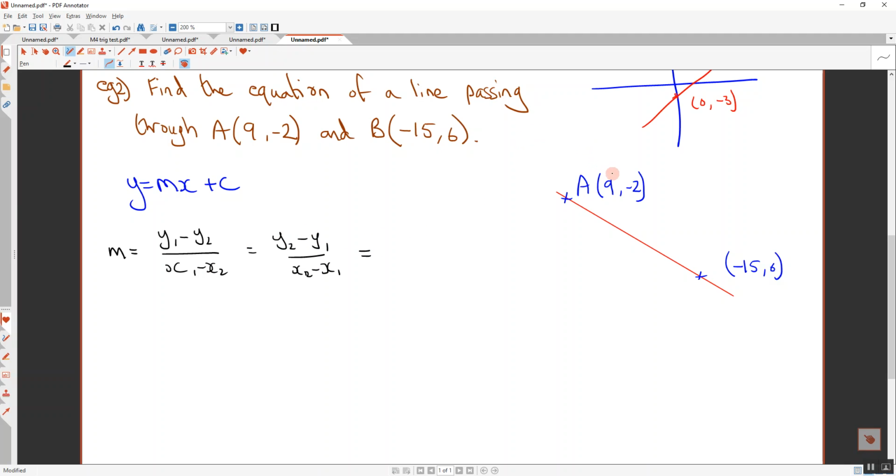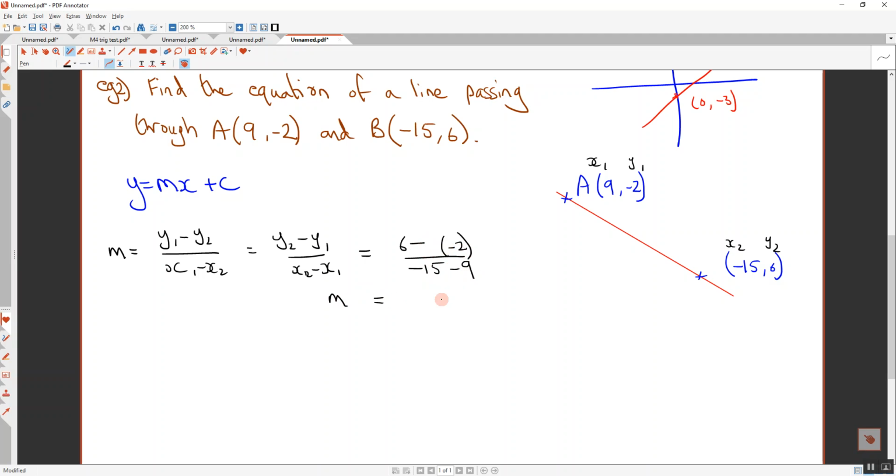What letter comes first in the alphabet? A. In terms of X and Y? X comes first. So we'll say that this one is X1, Y1, X2, Y2. If I substitute this in, I've got 6, and I'm subtracting -2. Some of you may have done it the other way around. That is fine, you should get the same answer. And then I've got that over -15, take away 9. So you need to be careful of your positive and negative signs.